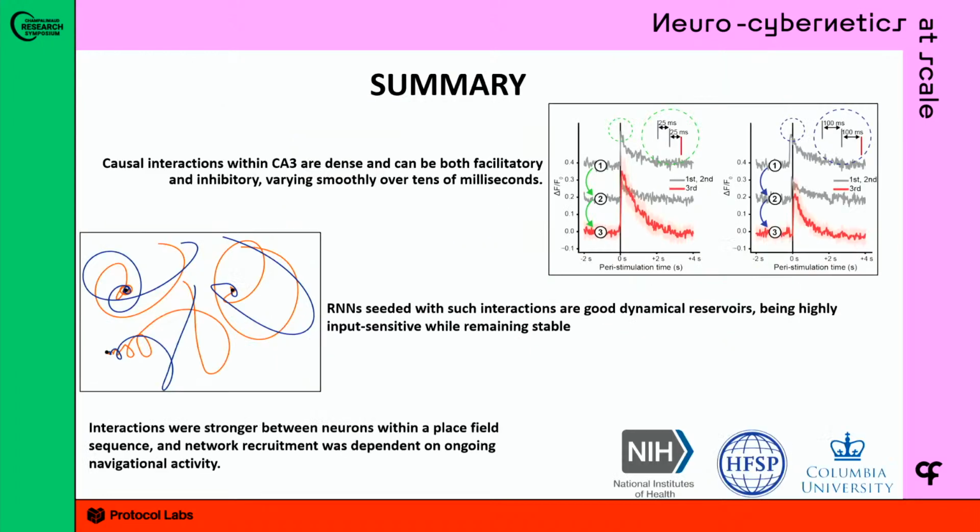So that's the story so far. Just to summarize, causal interactions are very dense. They can be both facilitatory or inhibitory. They can switch, varying over these tens of milliseconds timescales. RNNs seeded with such interactions act as very good dynamical reservoirs, and interactions are stronger between cells that form place field sequences, and the network recruitment is very dependent on ongoing navigational activity.